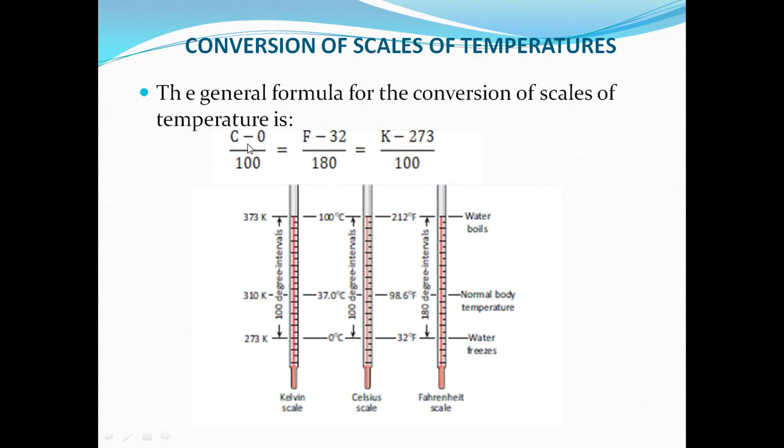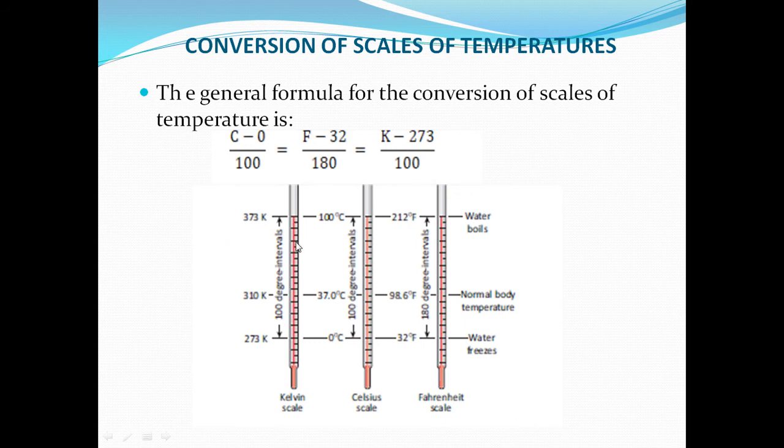Suppose we convert Celsius to Kelvin. We use the formula (C minus 0) by 100 equals (K minus 273) by 100. Next, for Fahrenheit scale to Kelvin scale, or Kelvin scale to Fahrenheit scale, we use the last two parts: (F minus 32) by 180 equals (K minus 273) by 100. We use the general formula for conversion of temperature scales.